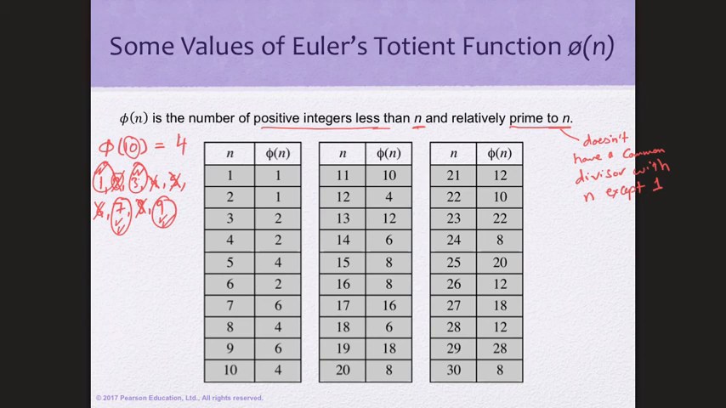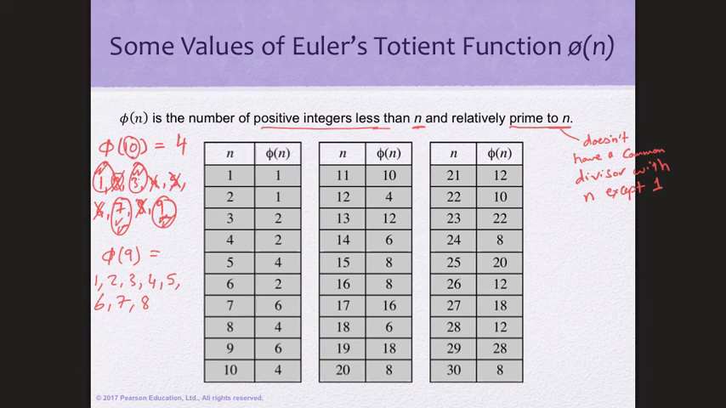The number of positive integers smaller than 10 that are relatively prime with respect to 10. Do the same, for example, for the number 9. So let's see, what are the numbers smaller than 9? 1, 2, 3, 4, 5, 6, 7, and 8.